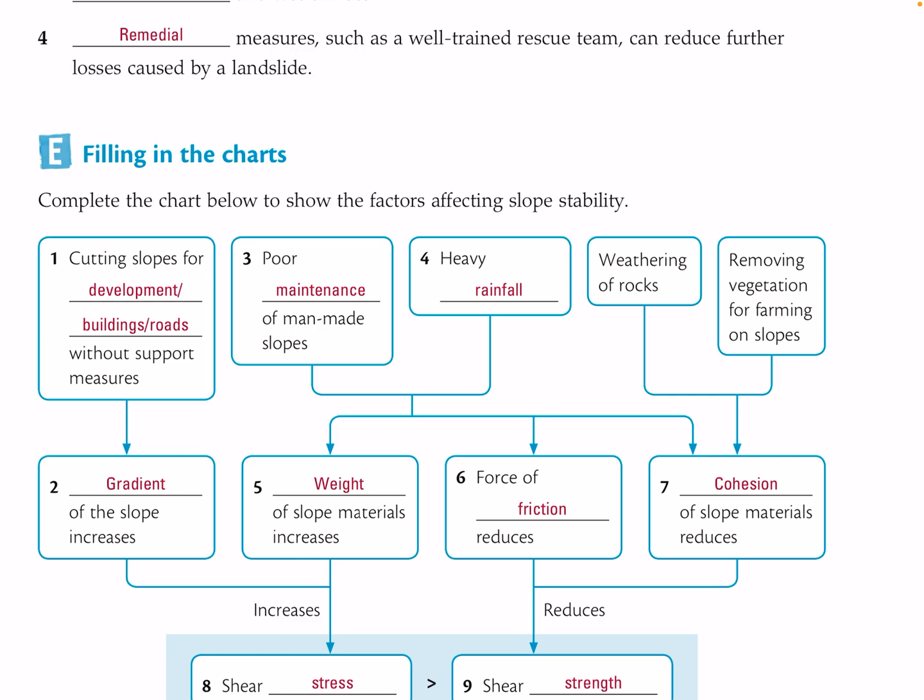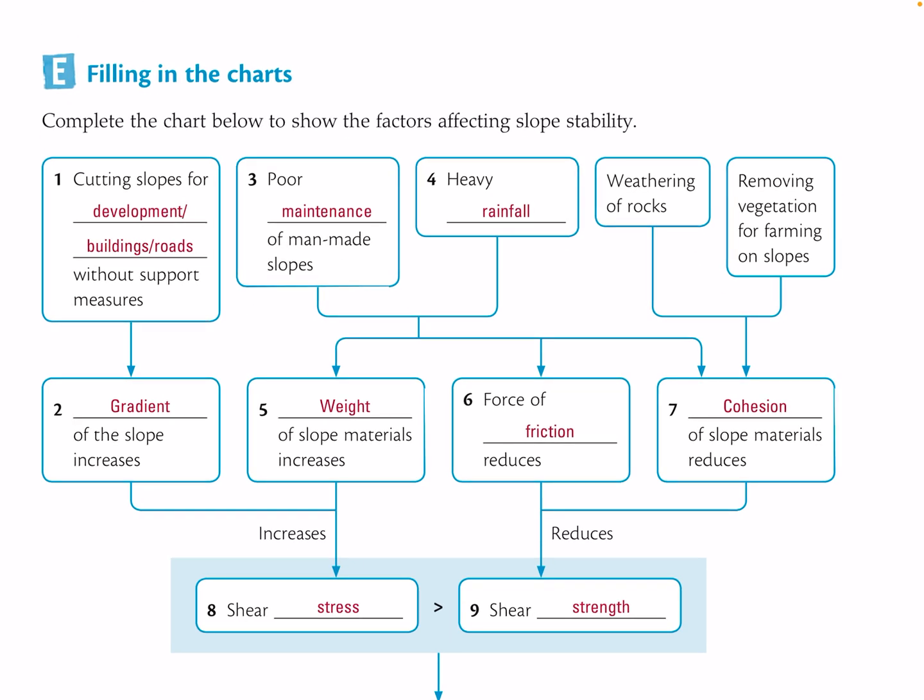And then this flow chart is quite important to develop into your essay or your DBQ in the test, because it is talking about all the causes that make the landslide happen. Okay, so cutting of slope for development, the gradient will increase. Shear stress stronger. Poor maintenance and heavy rainfall, water will go into the soil, and then the weight of the slope material will increase, force of friction reduced, and cohesion of the slope material reduced. So accordingly, the strength will reduce and then the stress will increase. Weathering of rock and removal of vegetation for farming will also make the cohesion of the slope reduced.